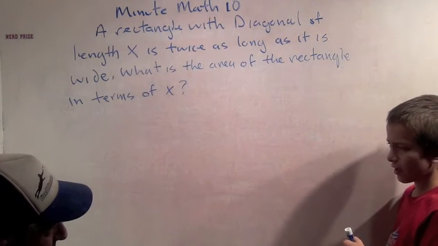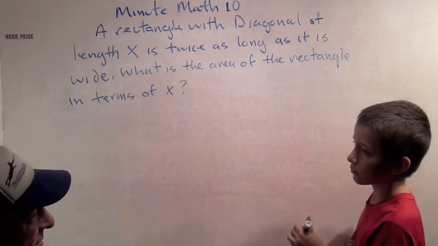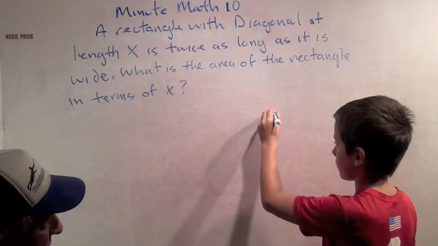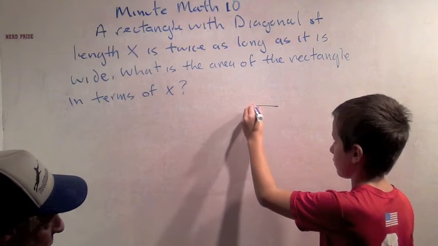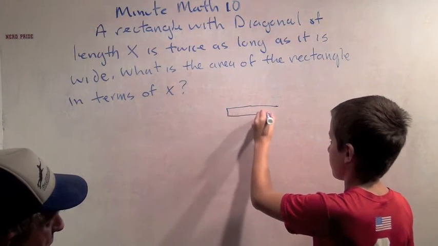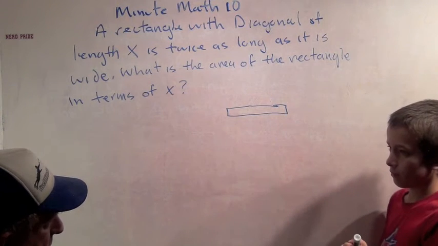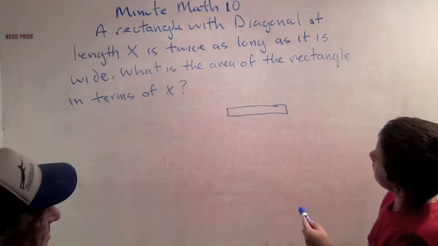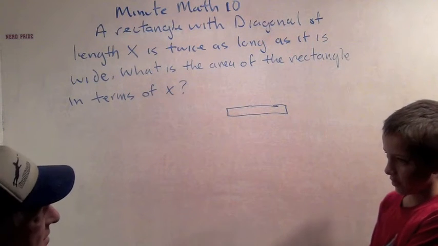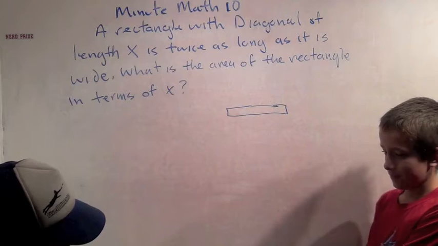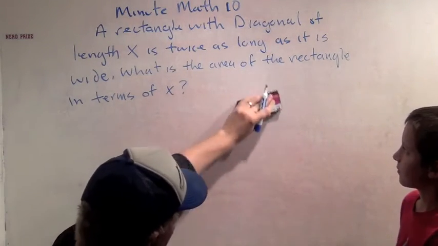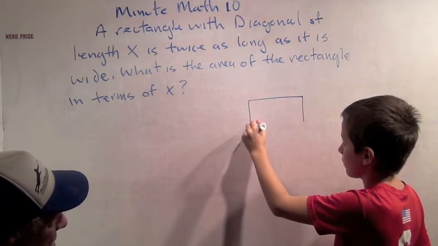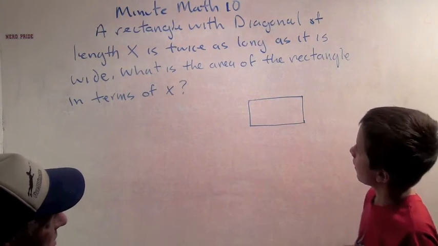But rectangles don't have diagonals. Rectangles have diagonals. In fact, rectangles have two diagonals. Go ahead and draw. What did it say about the rectangle? It says it's twice as long as it is wide. Does that look like it's twice as long as it is wide? Go ahead, draw a rectangle that you think matches the description. Yeah, that's good. Very good. It's twice as long as it is wide.